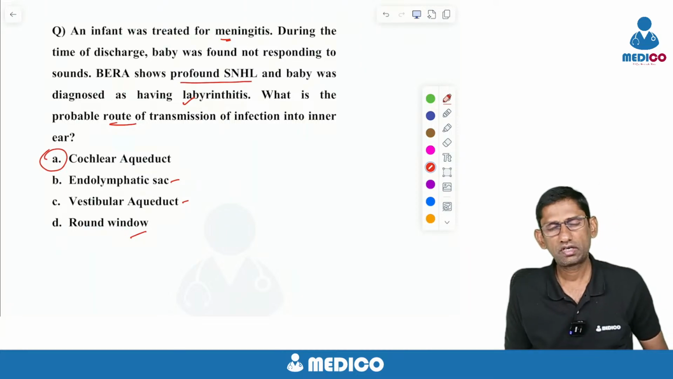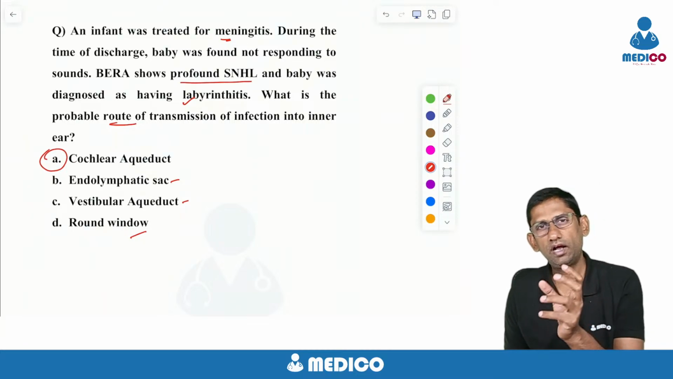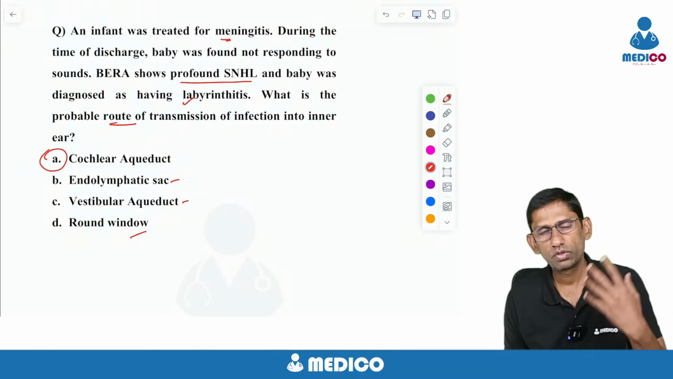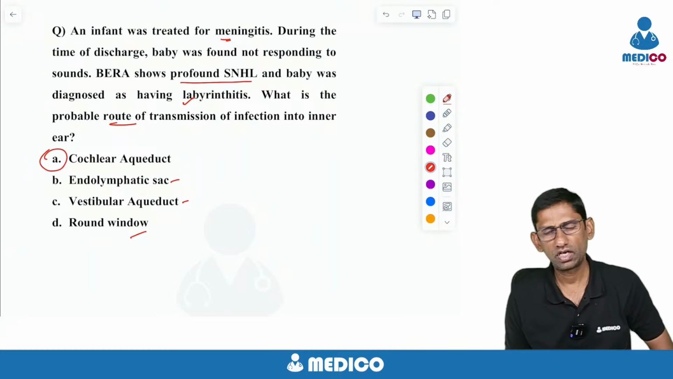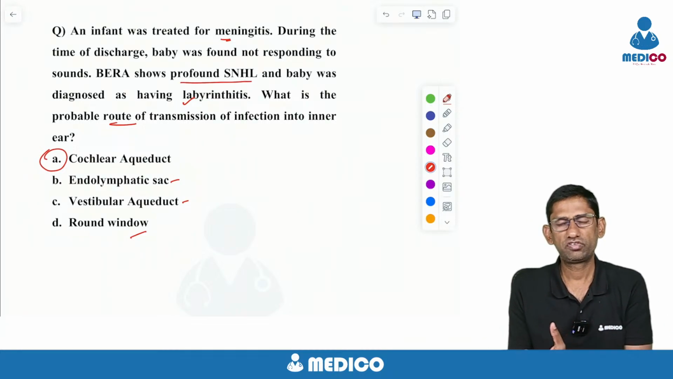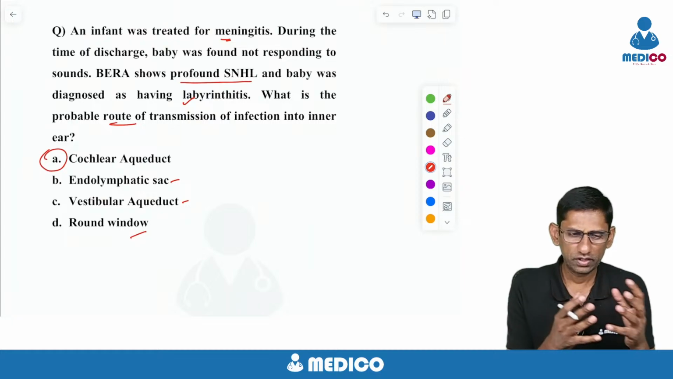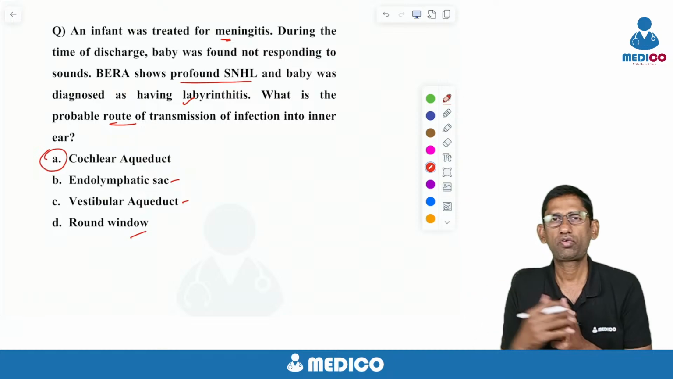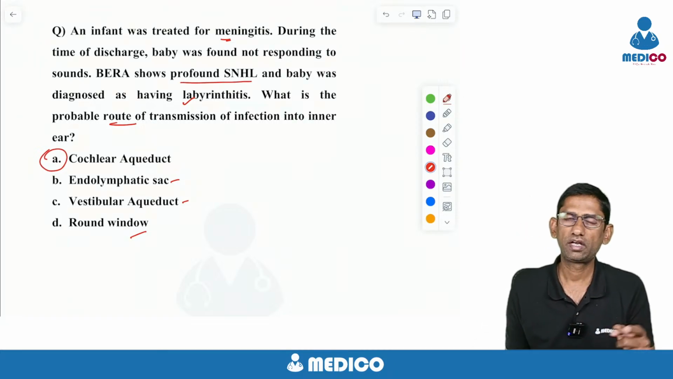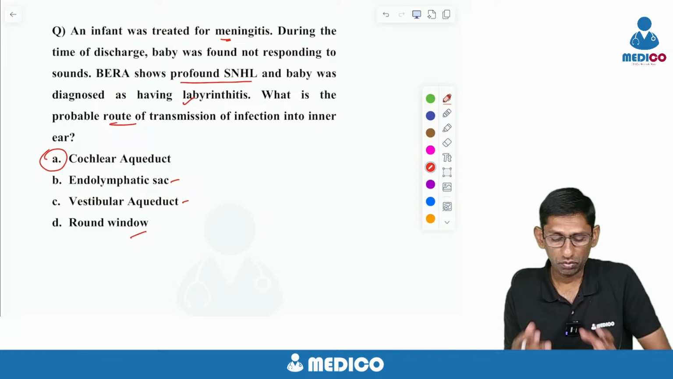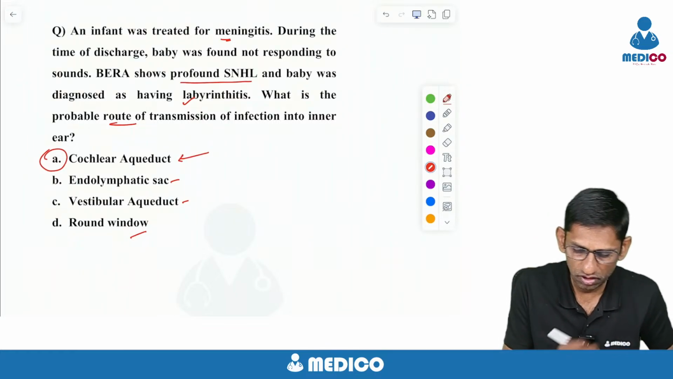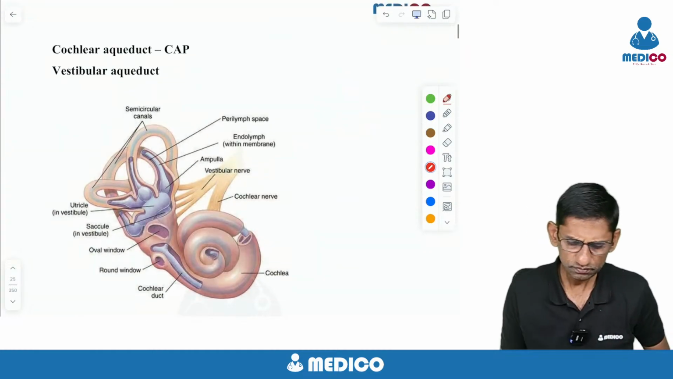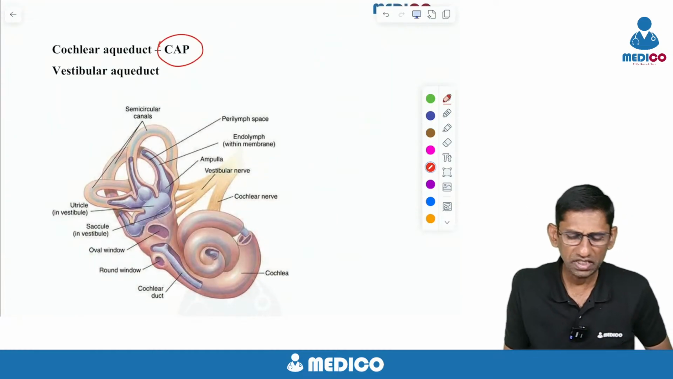This cochlear aqueduct connects the meningeal space, the subarachnoid space, with the scala tympani. So the perilymph drains through the cochlear aqueduct, and we know the perilymph is more or less a CSF-like fluid. So the perilymph drainage pathway is the route through which any infection from the intracranium can spread into the inner ear and cause labyrinthitis. Very important area of transmission. The cochlear aqueduct is a very important duct through which infections are carried. And the mnemonic is CAP.